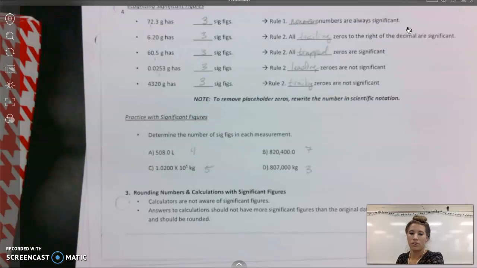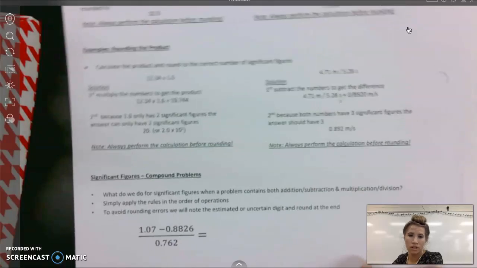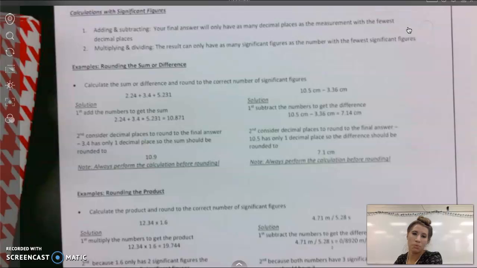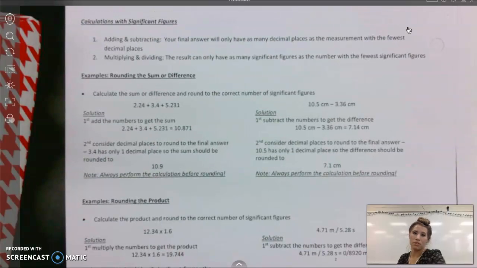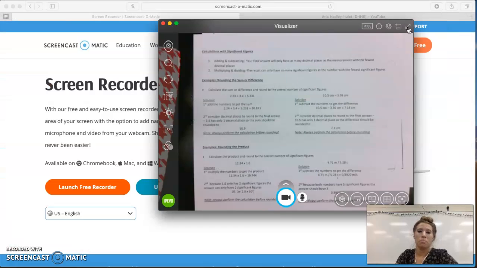Right, now rounding numbers and calculations with sig figs is going to be our next part and last part of this video for today. We're going to end with some rules that we have to follow when we're doing calculations with our sig figs. Okay, so take a breather, come back, and we're going to finish up this set of notes.